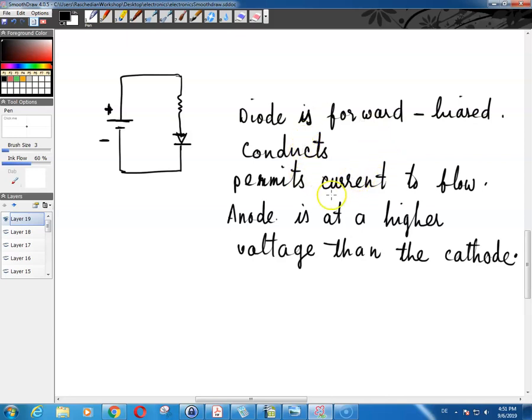So this is called forward bias. Now, in a forward bias diode, the anode connects to a higher voltage than the cathode, and the current flows. So in a forward bias diode, which is basically something like this, the anode connects to a higher voltage than the cathode, and the current flows.